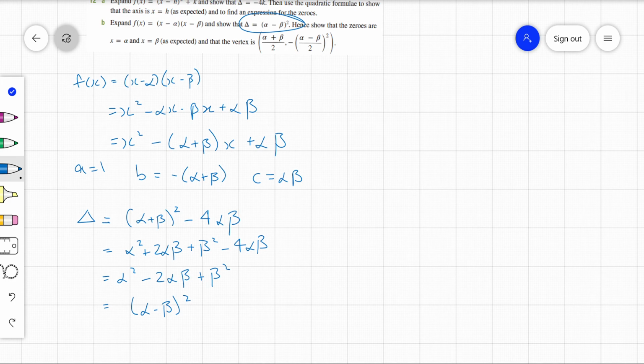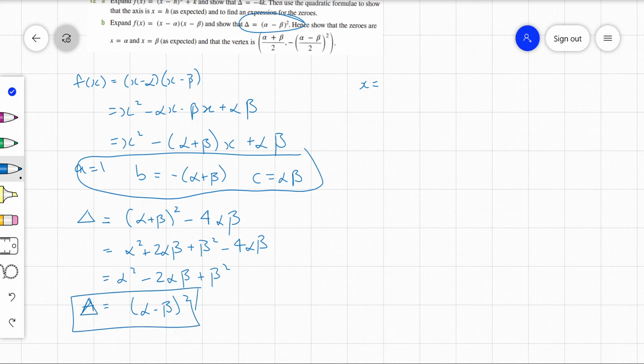So again, if we're using the quadratic formula, we do x equals negative b, so here's our stuff, and we've got our discriminant there. Negative b is alpha plus beta, right? Negative b plus minus the square root of the discriminant, we've already got it, it's down here. So we know it's alpha minus beta squared, all on 2a, a is 1, so that's just all on 2.